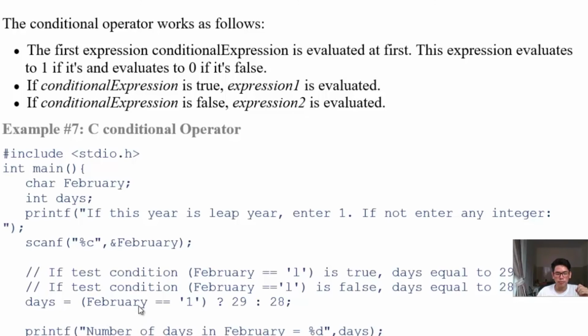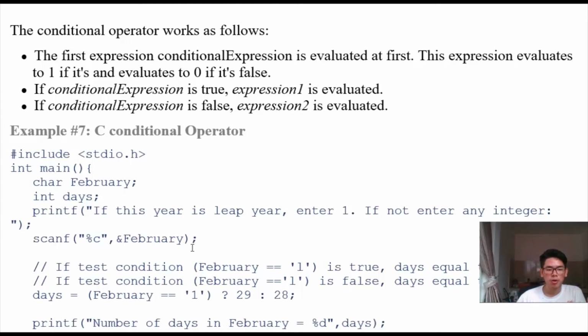So right here, days, February equal to 1. So it checks right now. Do you see if it really equals 1 or not? After getting the input from the user, it will check the condition right here. If the input is equal to 1, then it will return 29. But if it's not equal to 1, then the condition is false. So where will it go? It will go to 28. And either of these values will be assigned to days. And then you have the printf statement right here. It will print either 29 or 28 respectively.